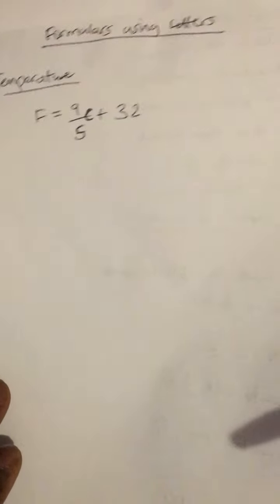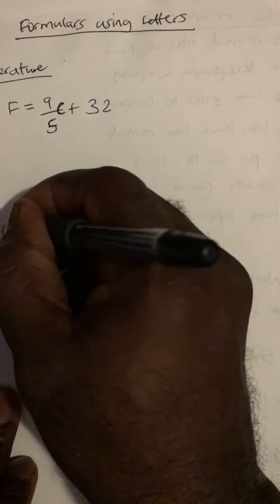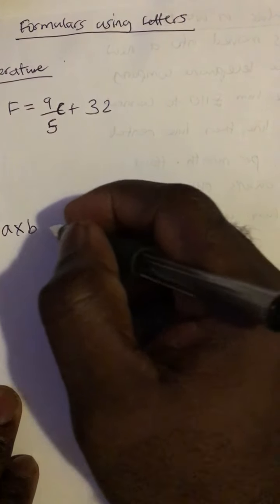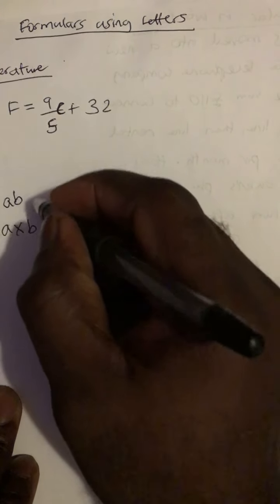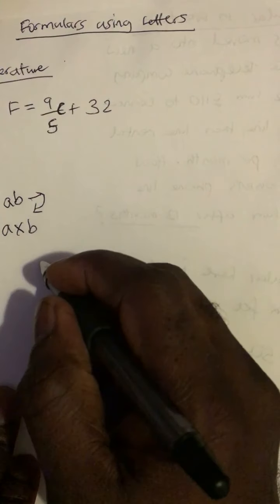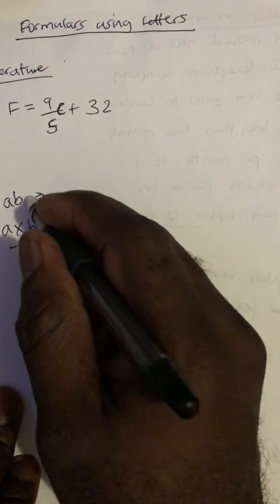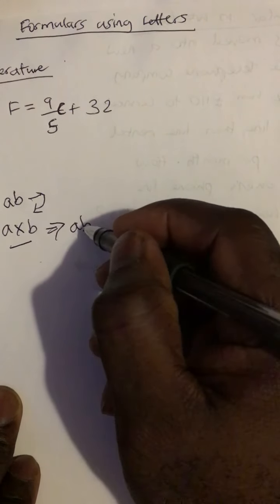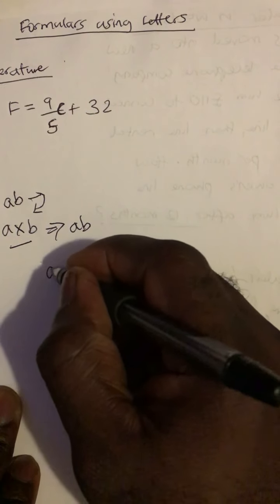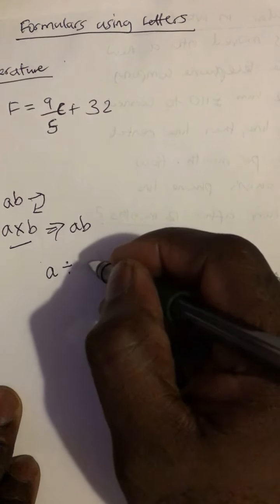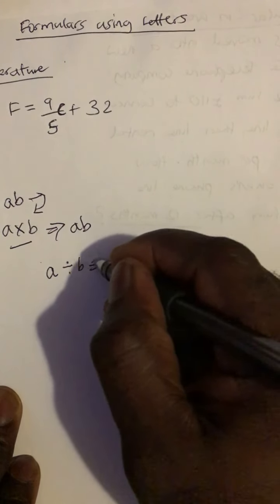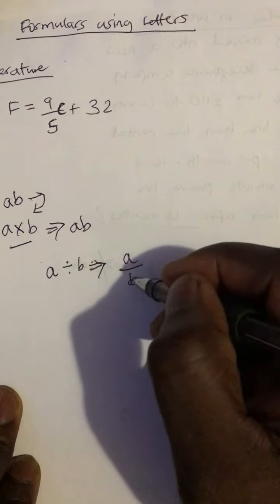For example, we have here a times b, or ab. For example, in a formula a times b is written as ab, and a divided by b will be written as a over b.